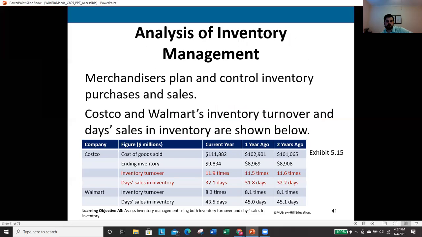So here we're going to look at Costco versus Walmart. For Costco, they actually gave us enough information to be able to calculate this, at least for some of the years. So what we see for Costco is their inventory turnover as of 2 years ago is 11.6, 11.5, up to 11.9. So we can see they are improving, albeit slightly. They are getting through their inventory very efficiently. Their days sales in inventory is pretty much dead on at 32 days every year.